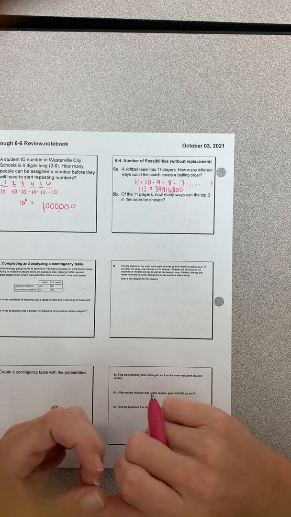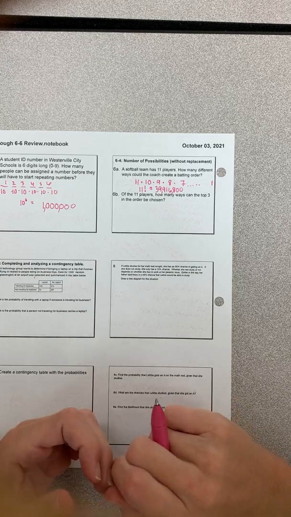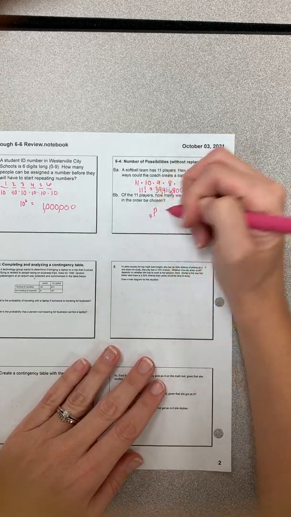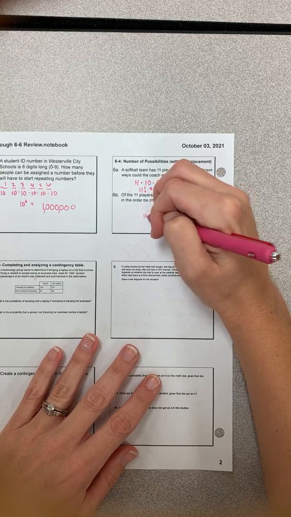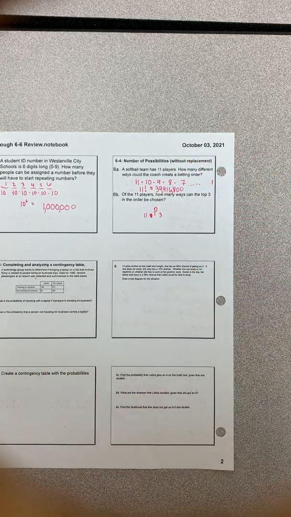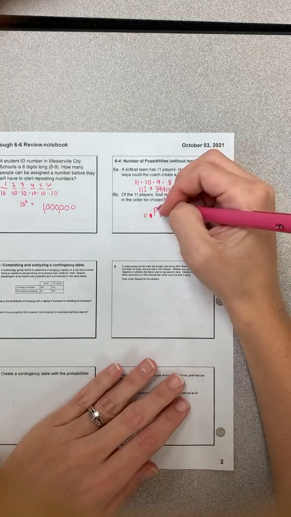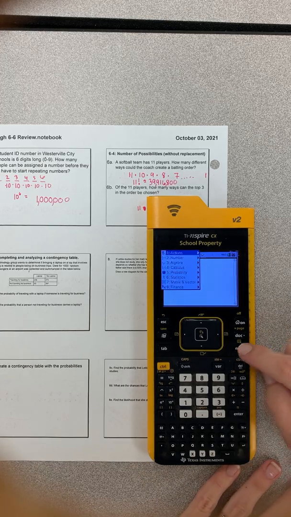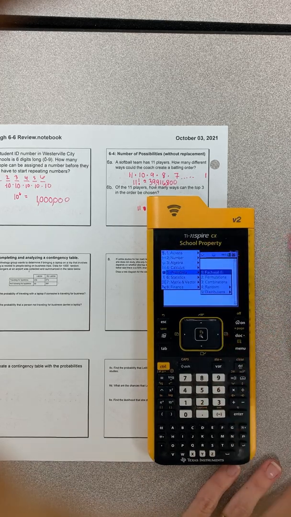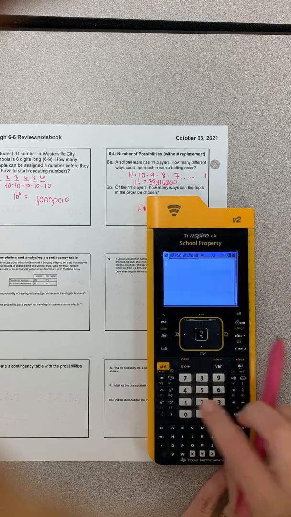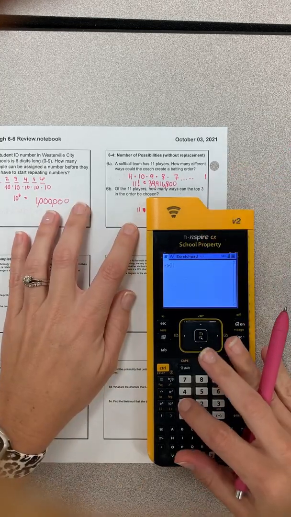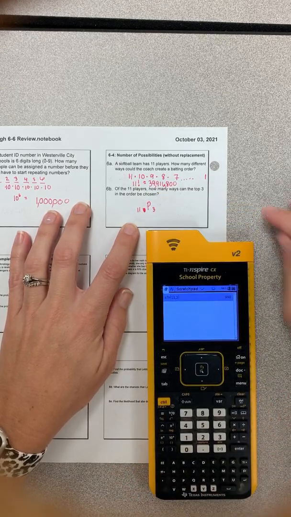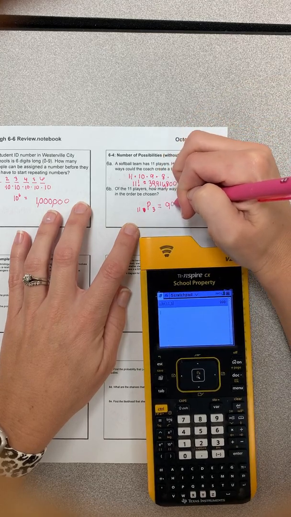And then of those 11 players, how many ways can the top 3 in the order be chosen? So we're going to pick 3 from the top. This is a permutation of 11 players, and we're picking 3. Okay, so there's a button on your calculator. On your calculator, the button is menu, probability, so number 5, and then permutations, number 2. And if we have 11 and we're picking 3, we do 11, comma 3. And you get 990 different ways.